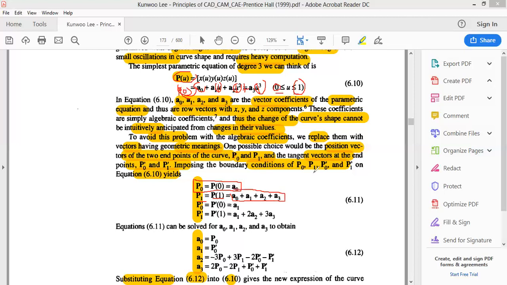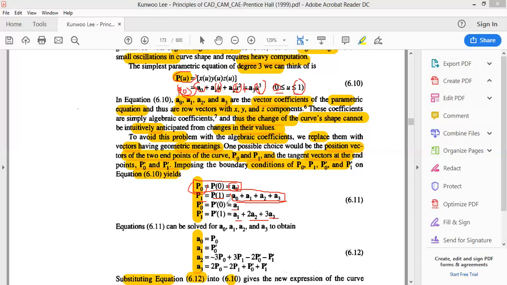Now when we go for the boundary conditions and take the derivative, P naught dash, that is P dash at 0, is going to be a1. Similarly, the derivative at 1, P1 dash, will be a1 plus 2 times a2 plus 3 times a3. Now this equation can be solved, where a naught is equal to P naught.